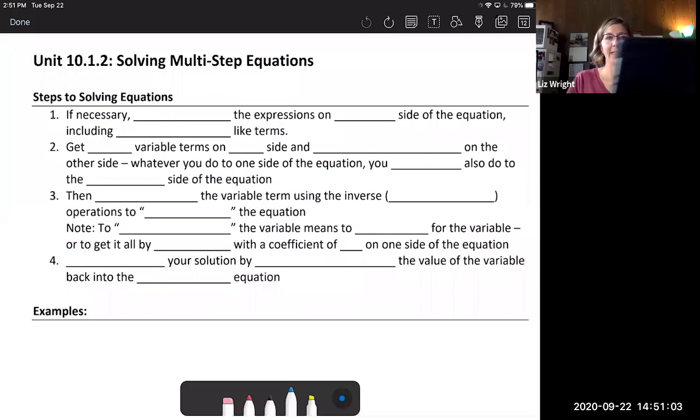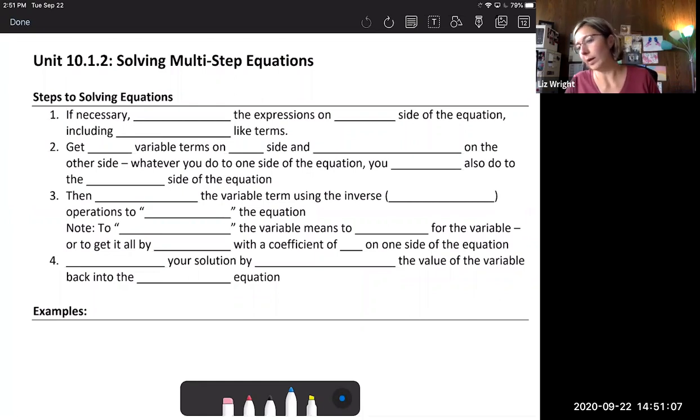Hi everybody, in this video we are going to work on unit 10.1.2, solving multi-step equations. So grab out your notes because we are going to get started.